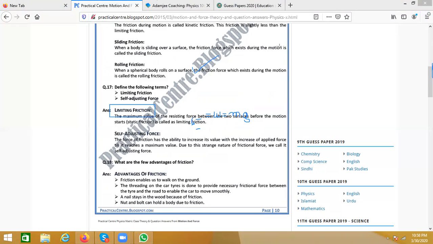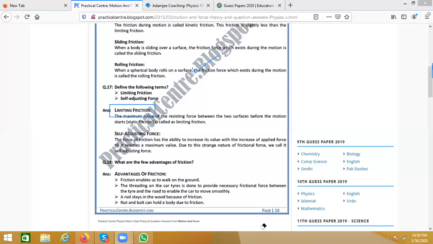This will come in the exam. This question, the definition, they have asked many times: what is limiting friction, right? Limiting friction can be defined as the maximum value of the resting force between two surfaces before the motion starts, the static friction. This is called limiting friction. Or we can say that the point where the static friction reaches its maximum amount is known as the limiting friction. Okay.